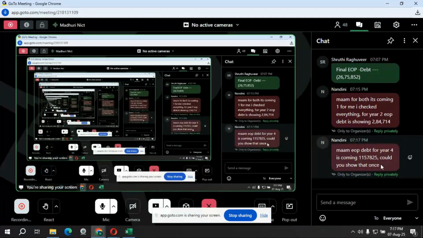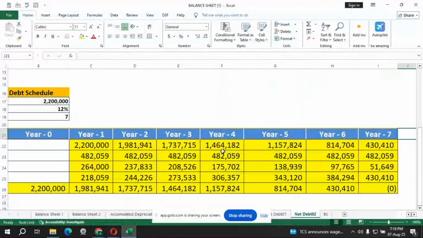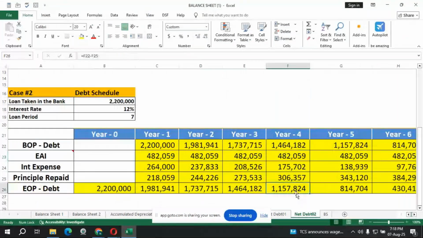Which one? For the fourth year, Nandini. Fourth year, what? Your EOP debt. It's the same thing. EOP debt is this. See, it's F22, which is this amount, minus your principal repaid, F25. That's all.